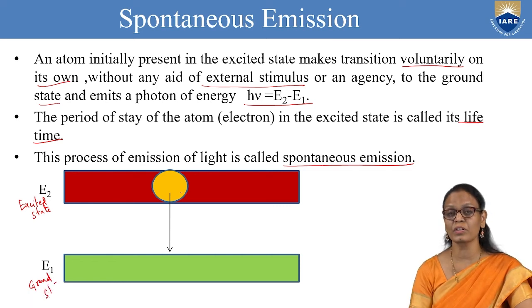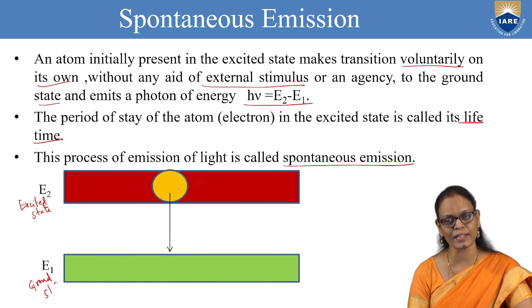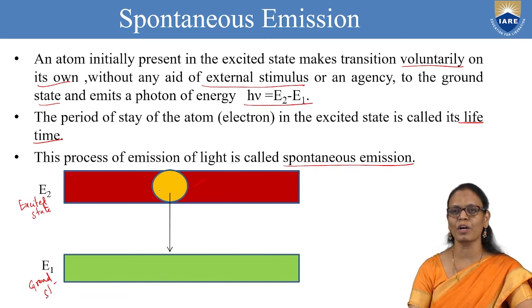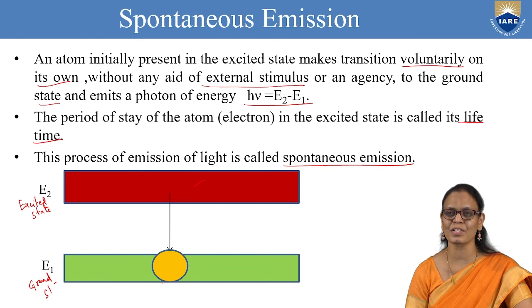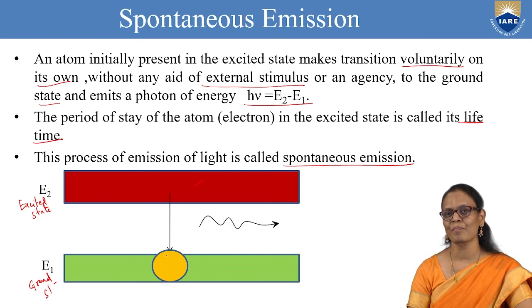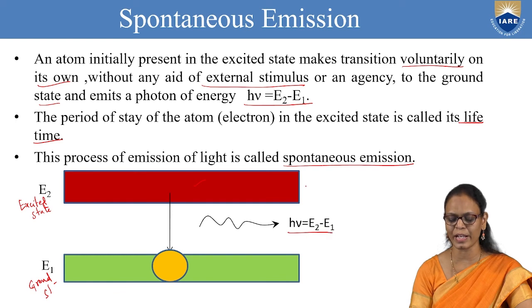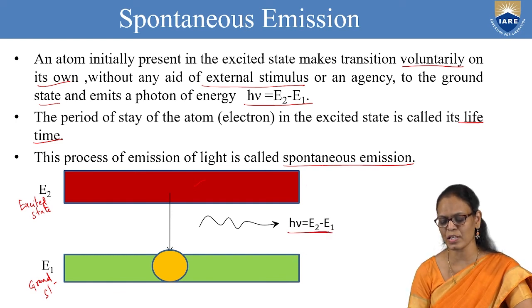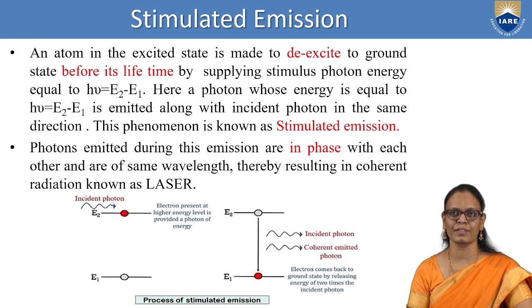Okay. Now, for this atom, once the lifetime is over, lifetime means the time for which it can stay in the excited state, then what happens? It makes a transition to the ground state. So it is coming from here to here. Then a photon is emitted, which is equal to the difference in energy. This is E2, this is E1. The difference in energy is being emitted, but it is not coherent.